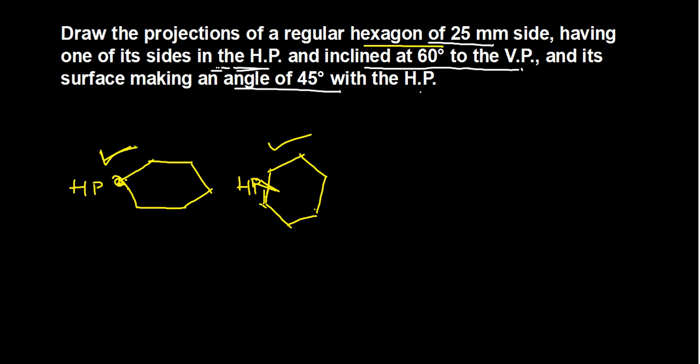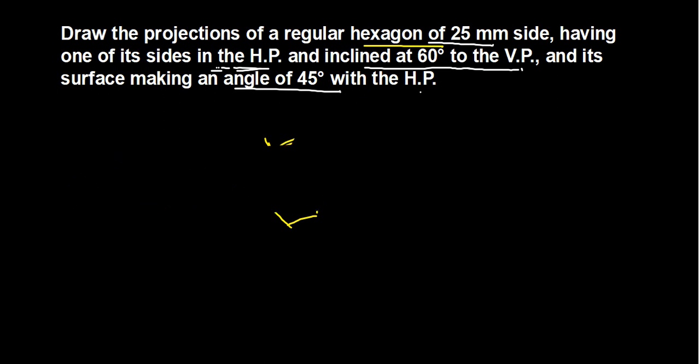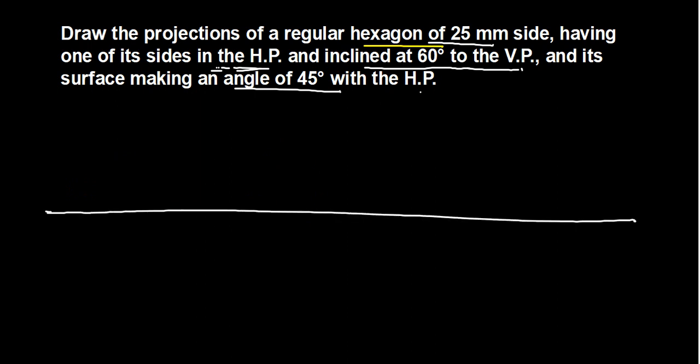Okay, now I hope the top view of the hexagonal is clear to you. For this problem, that is not the correct position, you have to use this position as the top view. After that we'll go to the solution. Now you have to first draw a reference line. Take it as x, y, with the VP above the reference line and the HP below the reference line.